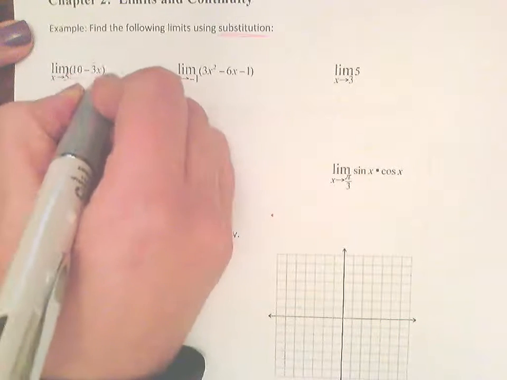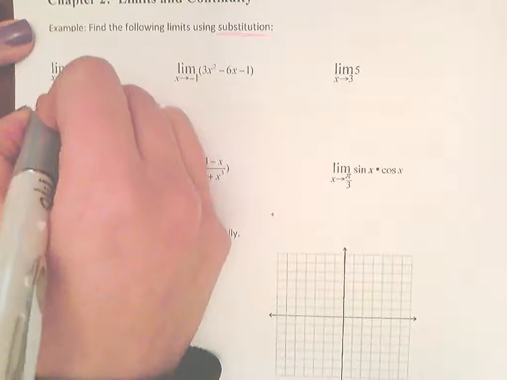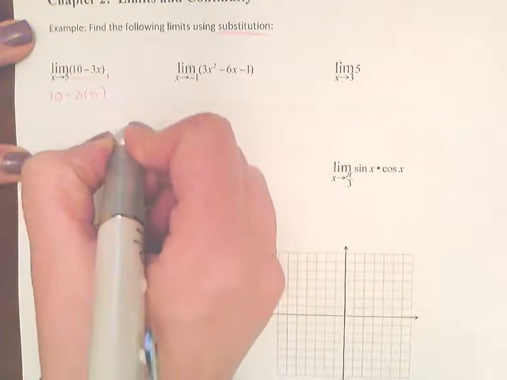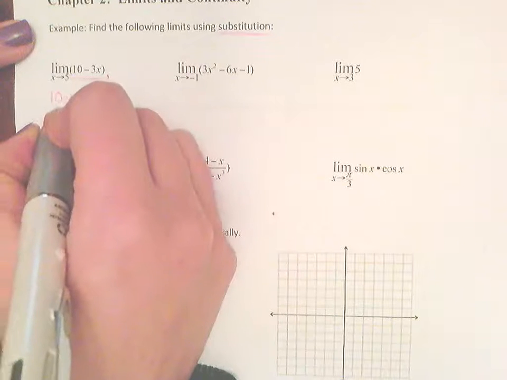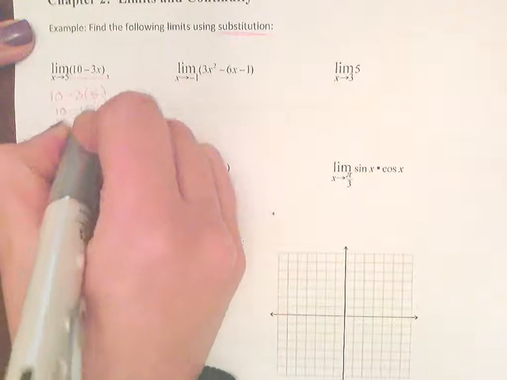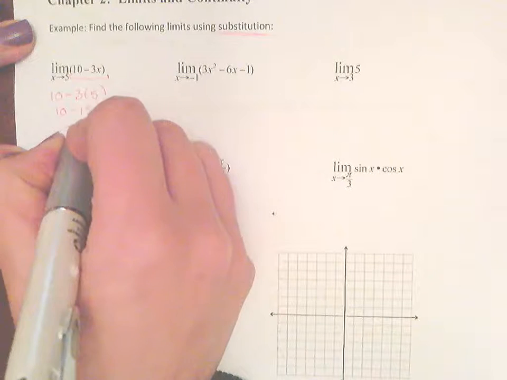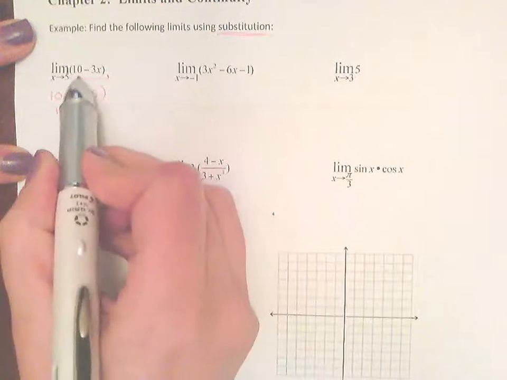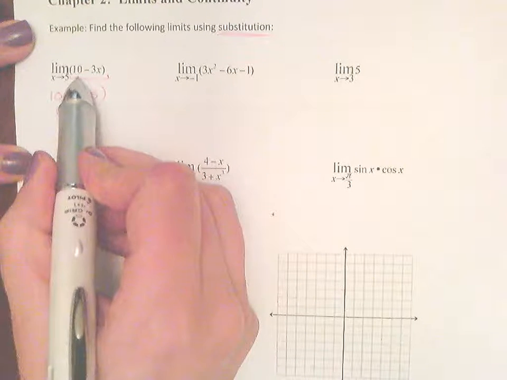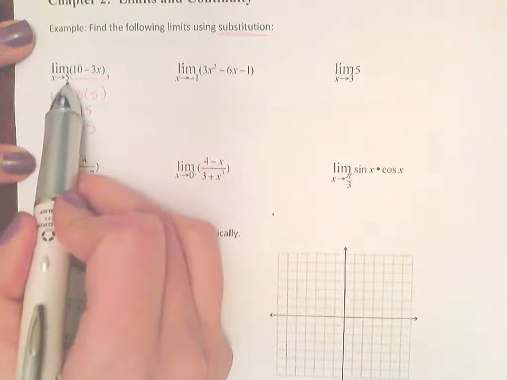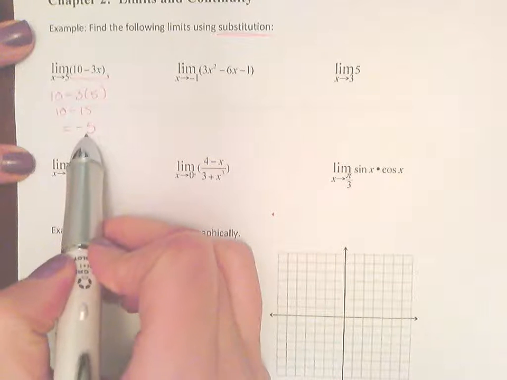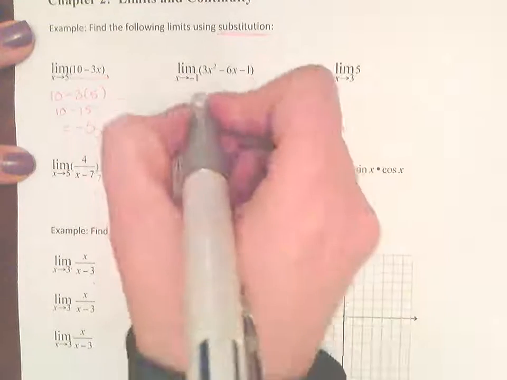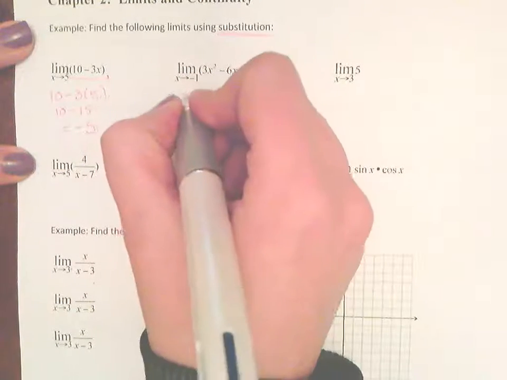I just take the function 10 minus 3x and I substitute in 5. Solve it, 10 minus 15. So the limit is negative 5. If I was to graph this, I know that as x is approaching 5, my y value on that graph is negative 5. All right, so we're going to fly through these examples.